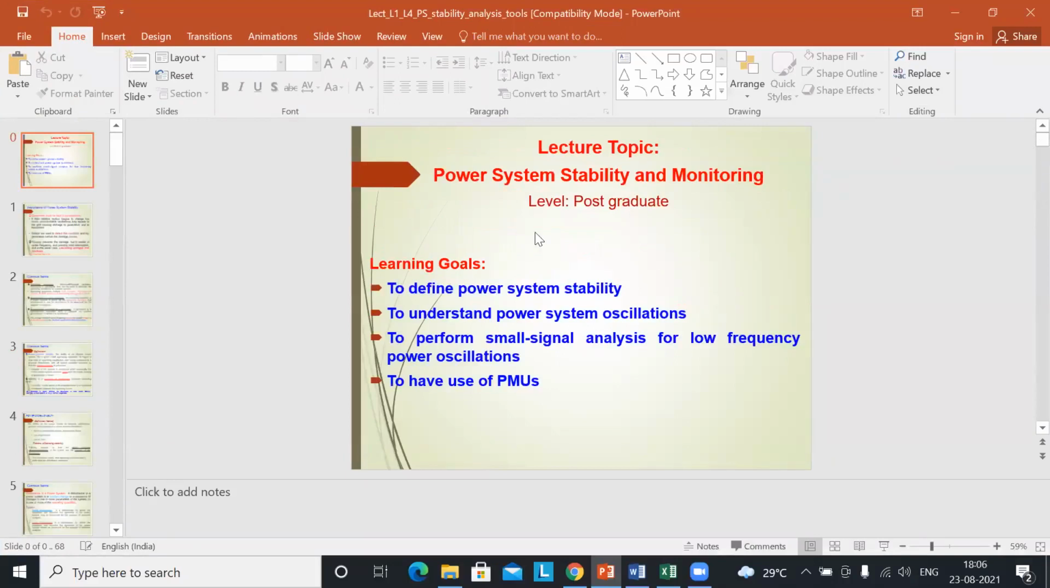This lecture is on the topic power system stability and monitoring. But may I know what is the background? Have you studied the power system analysis or the power system dynamic course in the undergraduate level in the previous semesters? No. Maybe even at undergraduate level, it could be.